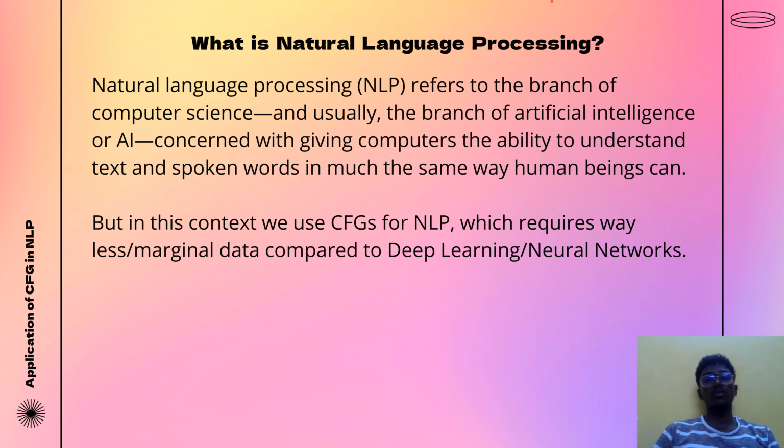Now we'll go through another topic. What is natural language processing? NLP refers to the branch of computer science, usually a branch of AI, concerned with giving computers the ability to understand text and spoken words, much the same way human beings can. So NLP is used to process spoken language like English, Tamil or Hindi, or whatever language you prefer, so that machines, modern day computers, can understand it.